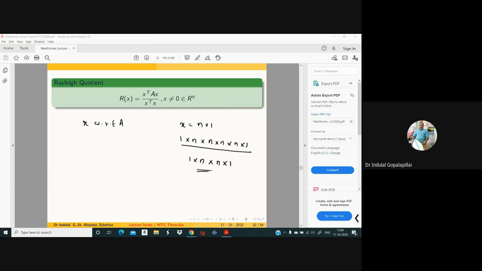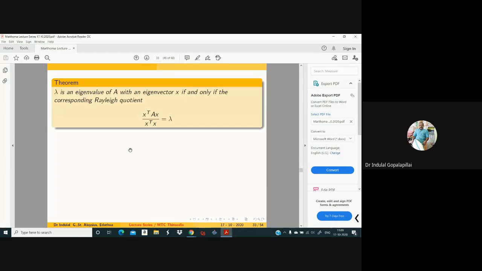And this number is what is known as the Rayleigh quotient. Our immediate observation is: lambda is an eigenvalue of A with an eigenvector X if and only if the corresponding Rayleigh quotient R(X) coincides with this lambda.